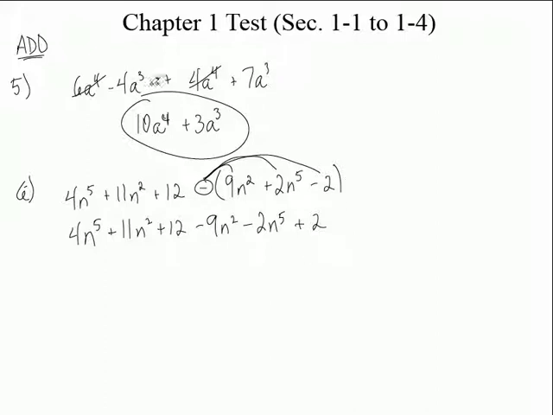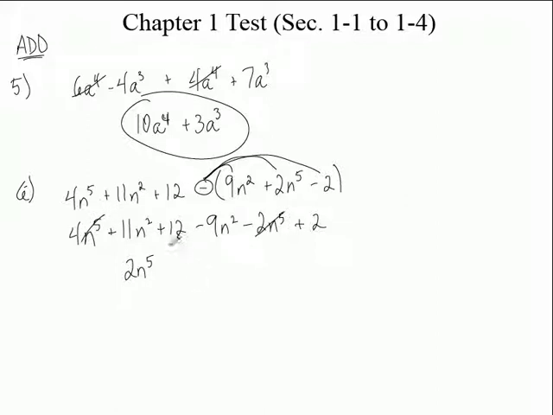Now I can go back to what I did up here in this problem and add like terms. I always like to start with the highest power exponent first. That would be n to the 5th. Are there any other n to the 5ths? Yep, right here. So let's add those. 4n to the 5th minus 2n to the 5th is 2n to the 5th, because 4 minus 2 is 2. I like to mark them out so I know I'm done with them and I don't repeat them.